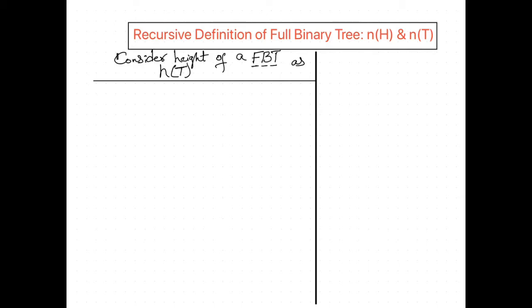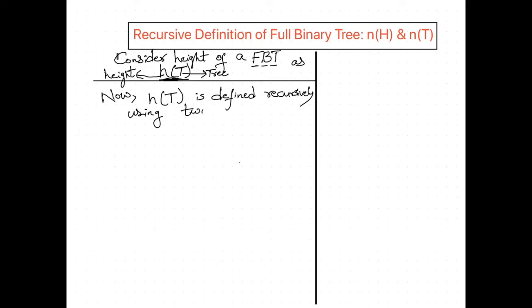Now what is this capital T? T means tree, and what is this h? H means height. Now h of T represents the height of a full binary tree. Now h of T, which is the height of a full binary tree, is defined recursively using two steps.